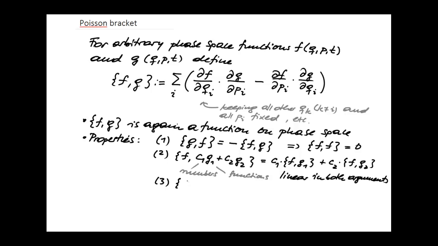When you take the Poisson bracket of a function f with the product of two functions, now g and h are both functions, they are not numbers, in contrast to property number 2, where the C's were numbers. Here G and H are two functions. This is equal to the Poisson bracket of F and G times H plus G times the Poisson bracket of F and H. This is called the product rule.